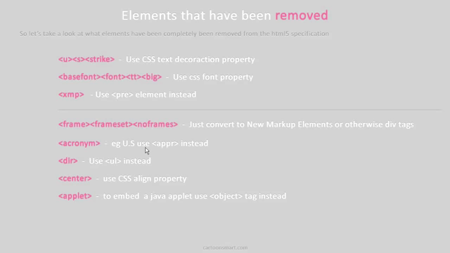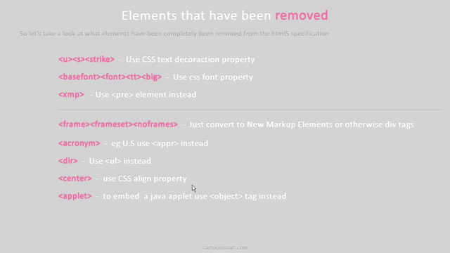Then we have dir, that was used for creating directory lists. Again, I've never used this one before, most web developers probably haven't. If you want to create a directory list, I recommend using some sort of list format such as an unordered list or an ordered list or something like that. Then we also have center. Again, we should not be styling our pages inside of HTML anymore. We should be using as much CSS as possible. So we basically have to use the CSS align property.